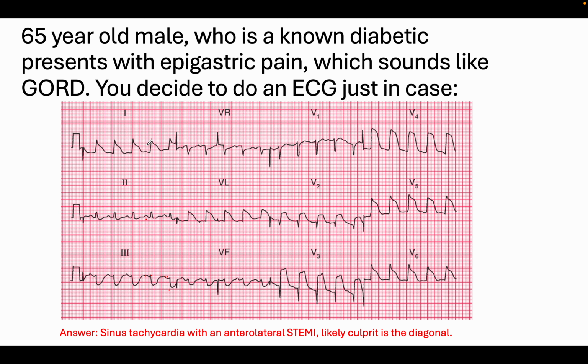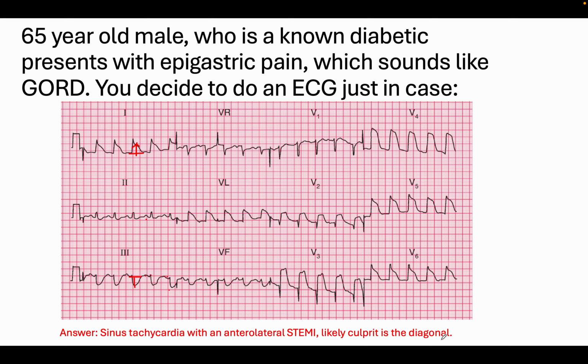And then we can immediately off the bat see massive ST elevation in leads 1 and aVL. And we can see ST elevation in leads V2, V3, V4, V5, V6. So we have both anterior involvement and lateral involvement. So this is an anterolateral STEMI. We can see reciprocal changes in our inferior leads, which is why you get this ST depression. So you could say anterolateral STEMI with reciprocal changes in inferior leads.